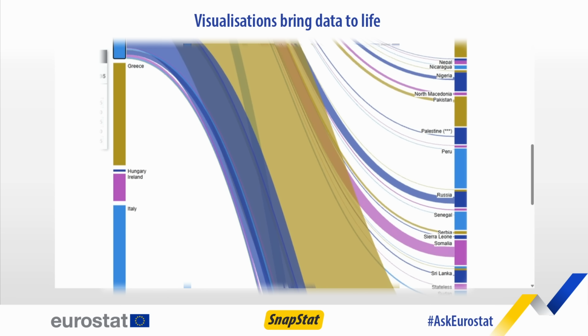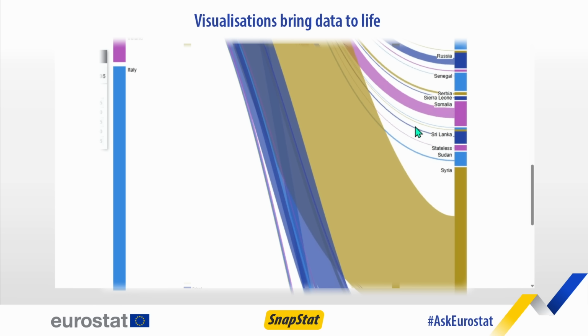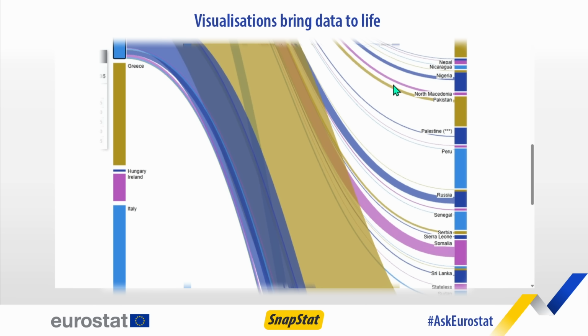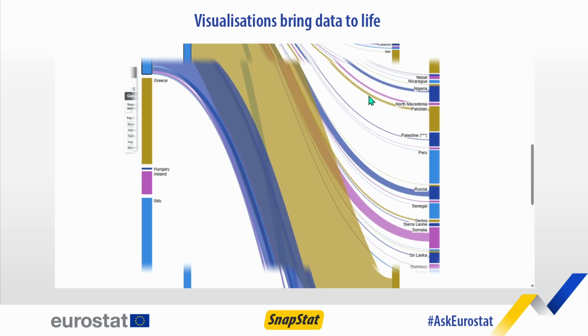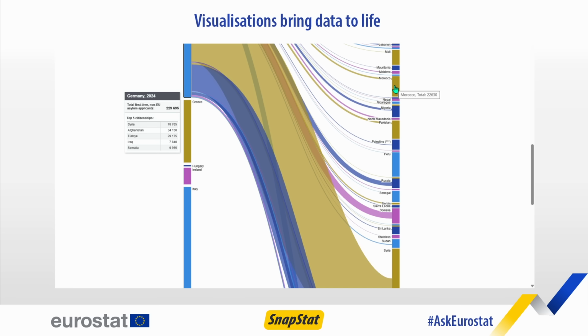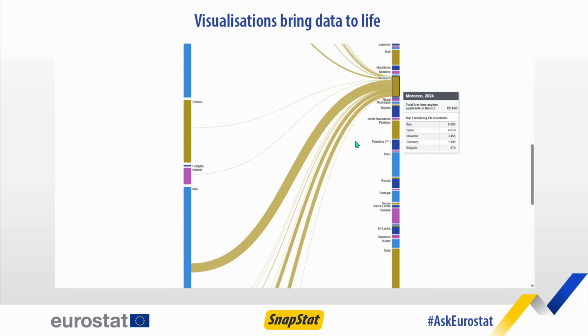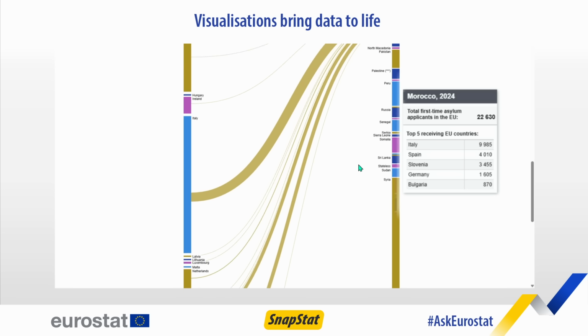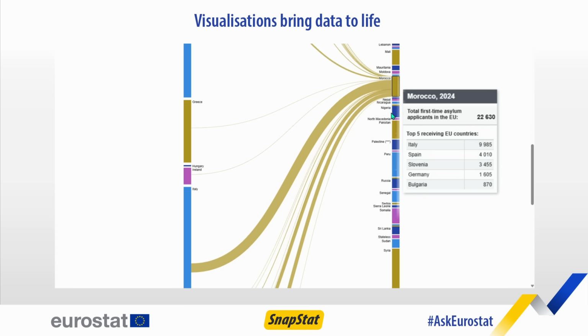As the tool is fully interactive, it also works the other way around. So let's say I'm interested now in knowing where citizens of Morocco apply for asylum in the EU countries. So I can easily, on the other hand here, click on Morocco, and as you see, I get the strings again, and I can mouse over to get more information.